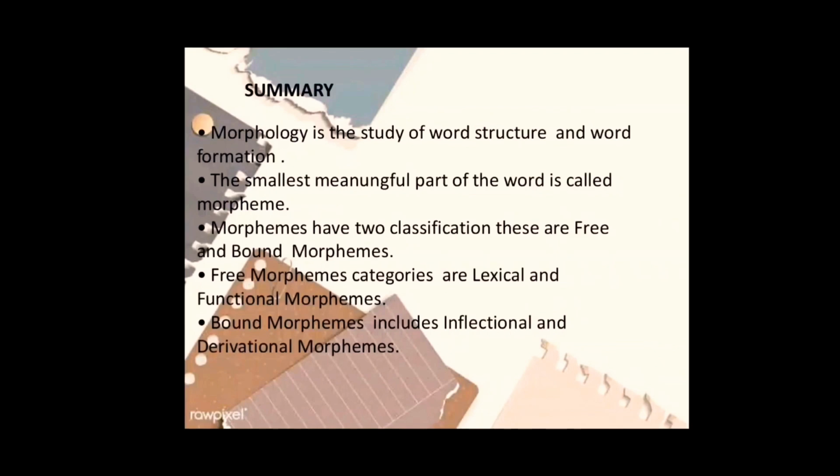Summary: morphology is the study of word structure and word formation. The smallest meaningful part of a word is called a morpheme. Morphemes have two classifications: free and bound morphemes. Free morpheme categories are lexical and functional morphemes. Bound morphemes include inflectional and derivational morphemes.